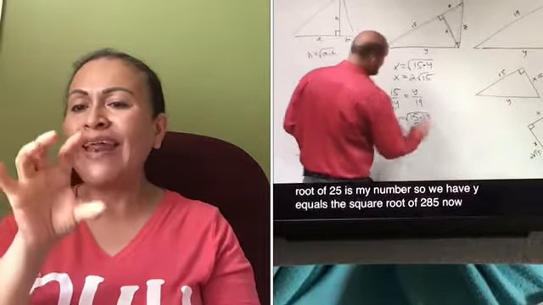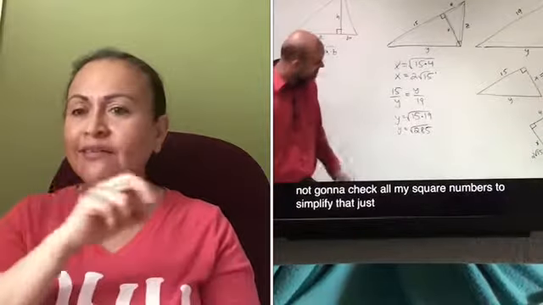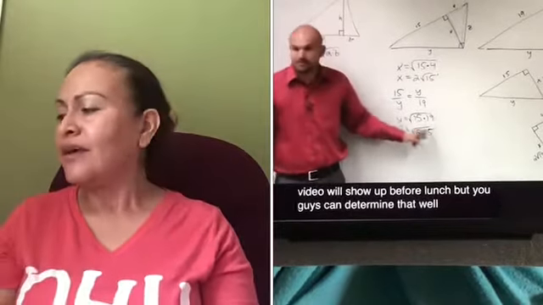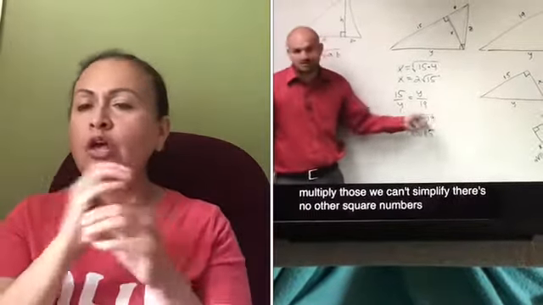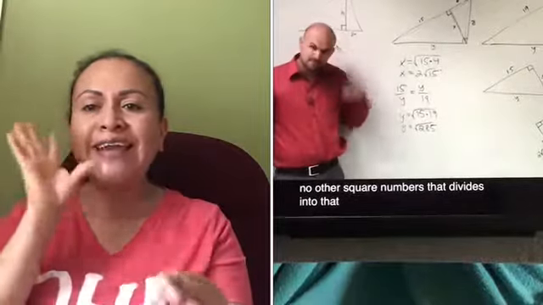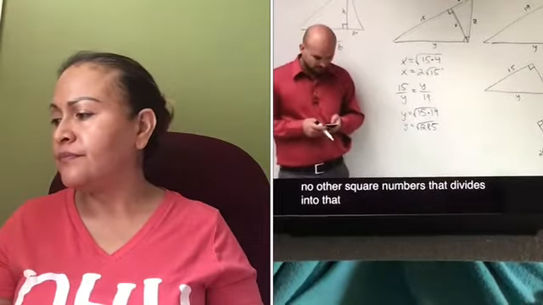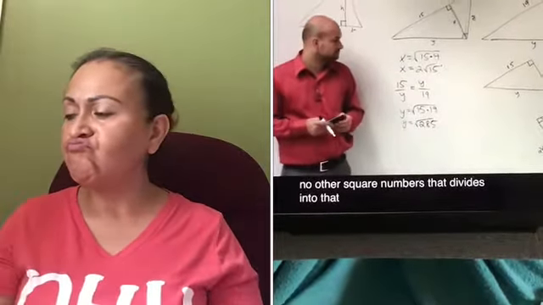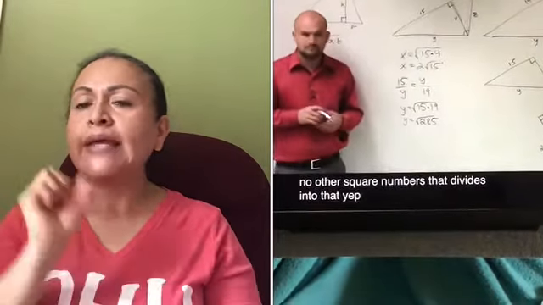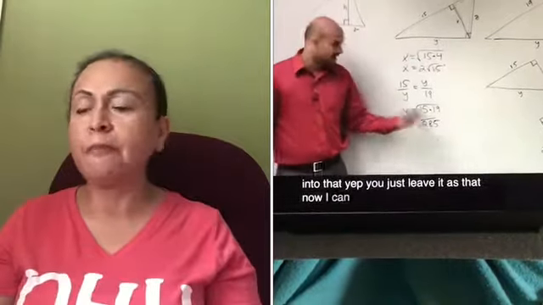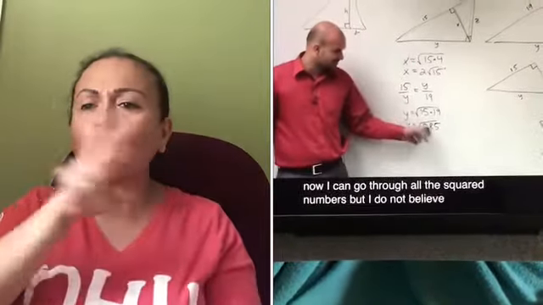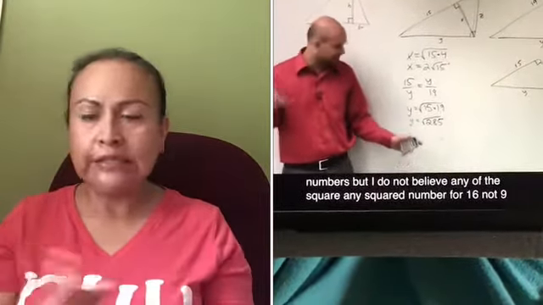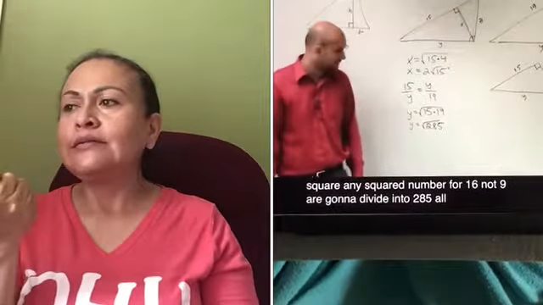Now I'm not going to check all my square numbers to simplify that, just to keep this video a little short before lunch. But you guys can determine that. I just multiply those. We can't simplify. There's no other square numbers that divide into that. Just leave it as that. Now I can go through all the square numbers, but I do not believe any square number, 4, 16, not 9, is going to divide into 285. All right, so I believe that's going to be just as it is.